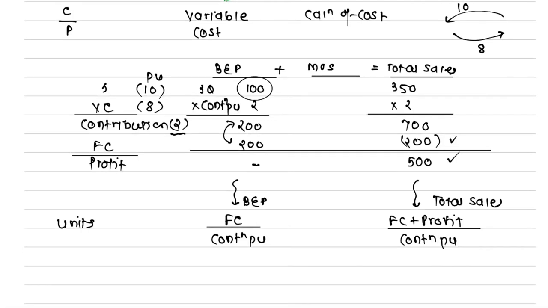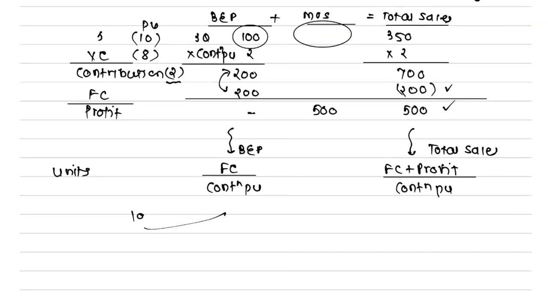Now if I want to earn 500 of profit, what is my margin of safety? First of all, I know my margin of safety directly also, that it is sales over and above the break-even point. 100 is the break-even point. Break-even is that point at which there is no profit, no loss. Below this you are loss making, above it you are profit making.